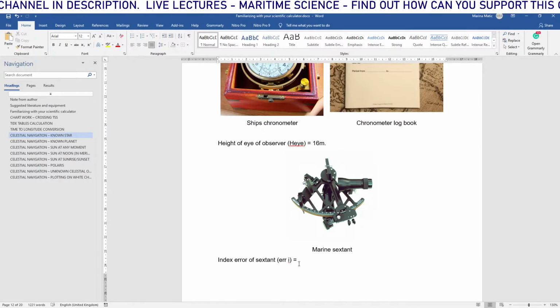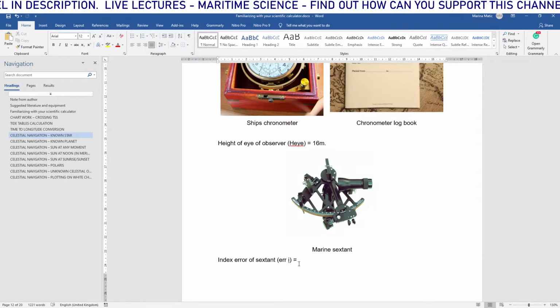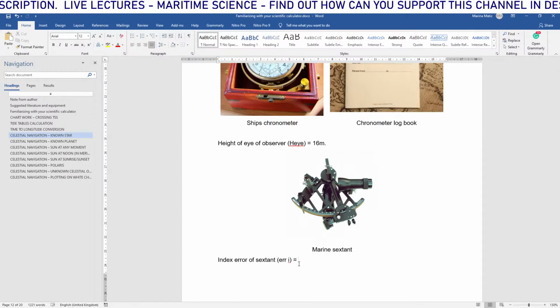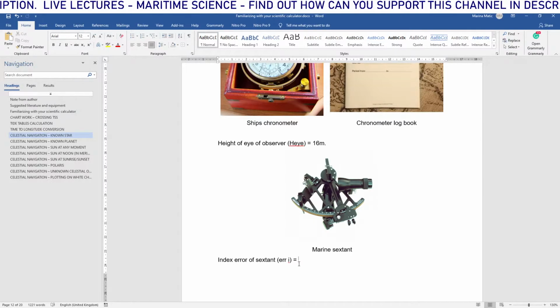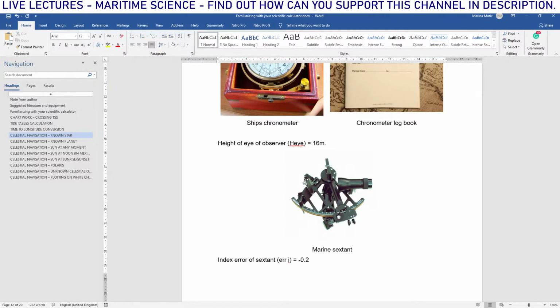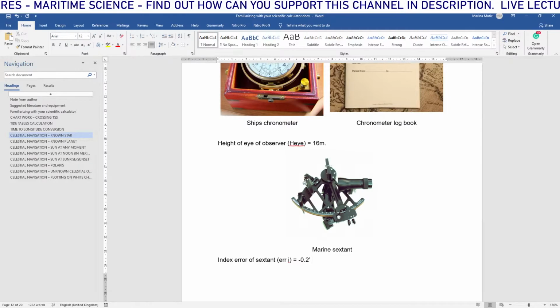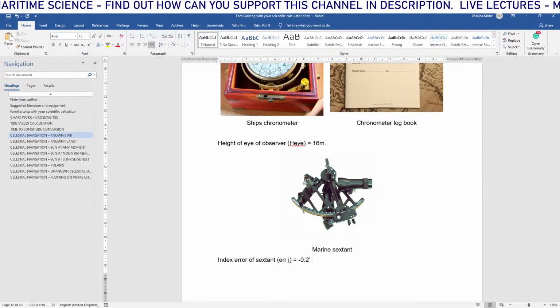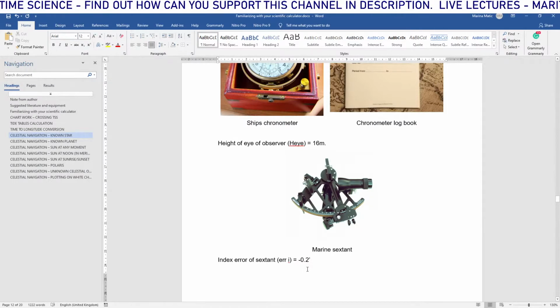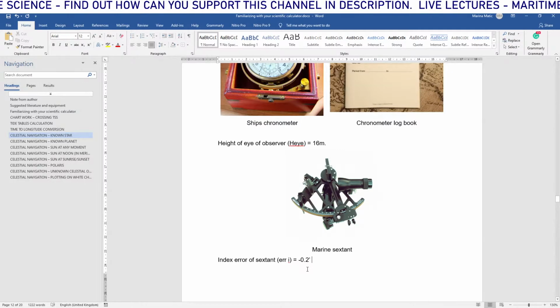So for now, because I don't want to waste your time, I'm just going to call it error I, index error, but later in the document I will change that to the official label. The index error for this device is negative 0.2 minutes. So every value that we measure with this sextant at this angle is off by minus 0.2. Whatever we measure, we need to subtract negative 0.2 minutes in order to get the corrected value.